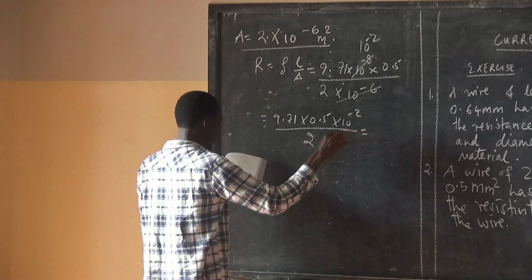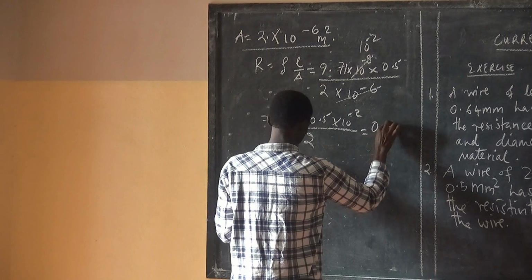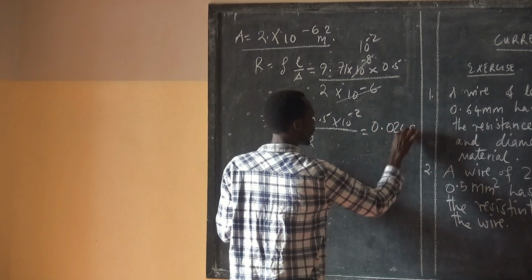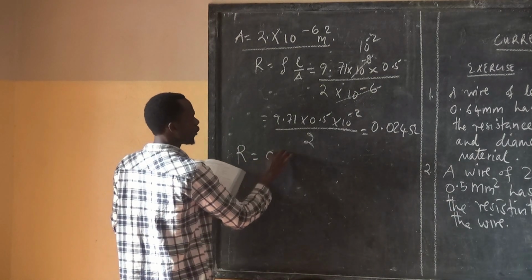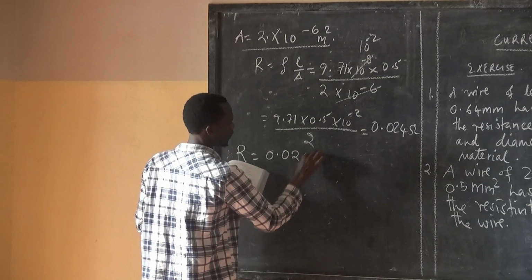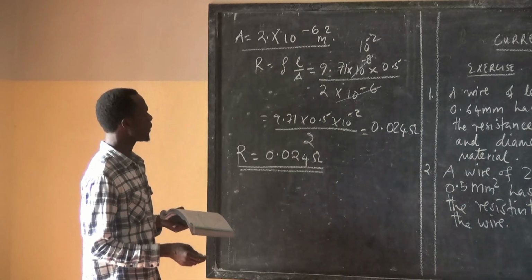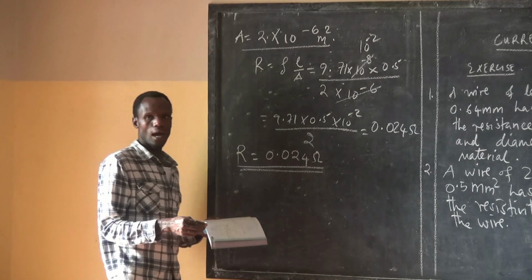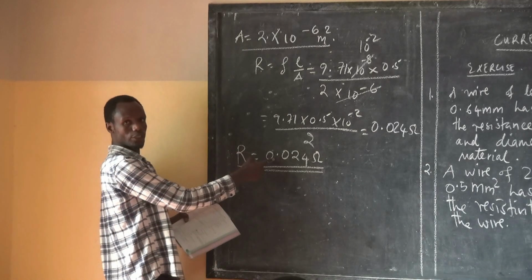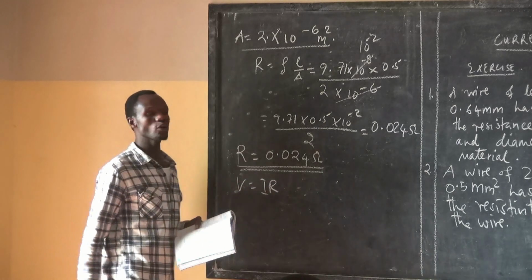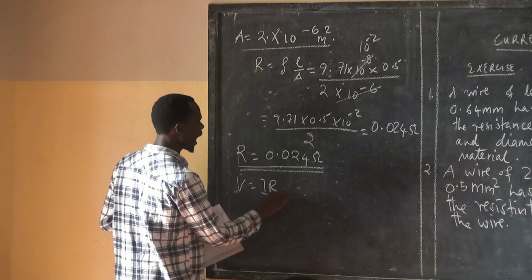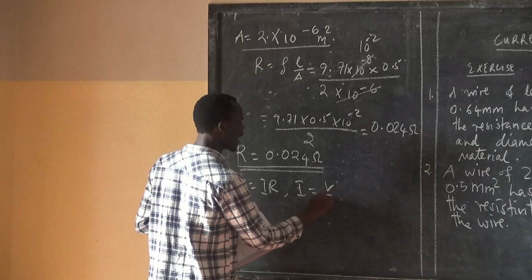Now which definitely is equal to 0.024 ohm. Now the resistance of the conductor is equal to 0.024 ohm. That is how we find the resistance of the material. Now after we have found the resistance of the material, from Ohm's law, V is equal to IR. What are we asked? Current. Now current is equal to V over R.